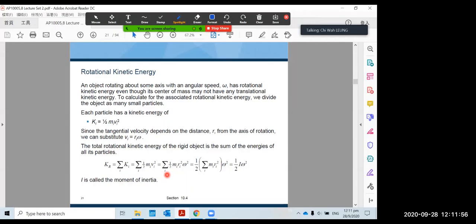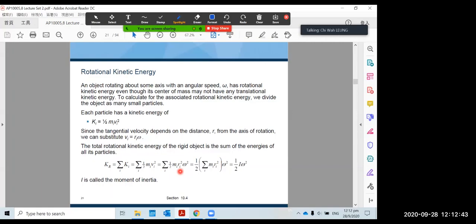Now, are you following the equation? Is there anything you are not following so far? You have many particles, each of them can be considered to be moving linearly. So each of them has linear kinetic energy 1/2 m_i v_i squared. And then v_i is equal to r_i times omega. So this term becomes the kinetic energy of each individual particle expressed in a different form.